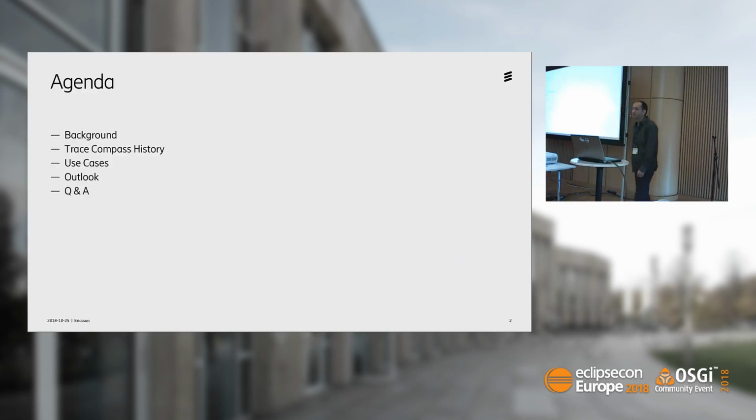So what you're going to see today: first I want to go a little bit into the background of what Trace Compass is, then I want to show the history. It's been around for several years, so I want to go through the evolution of that project and what capabilities it has. I will look at certain use cases and give some outlook for upcoming stuff. And at the end, we will have some time for questions and answers.